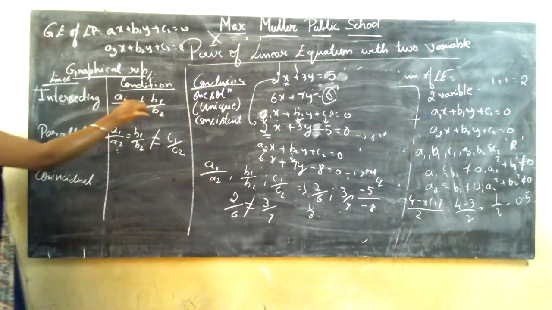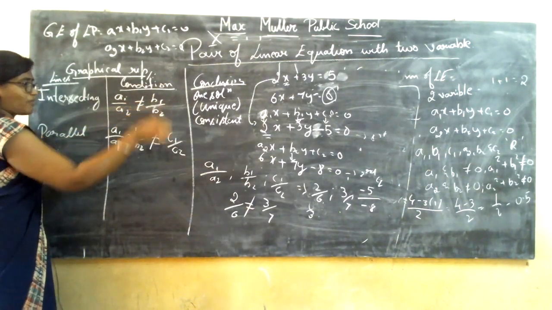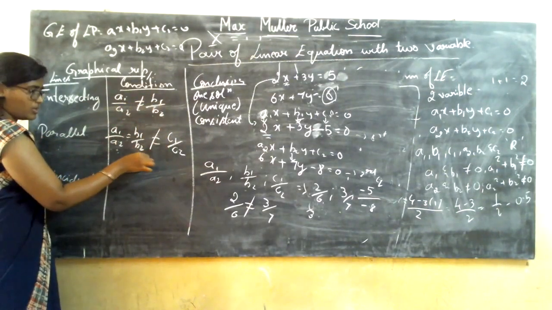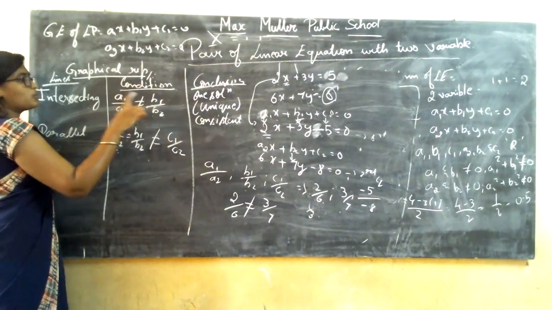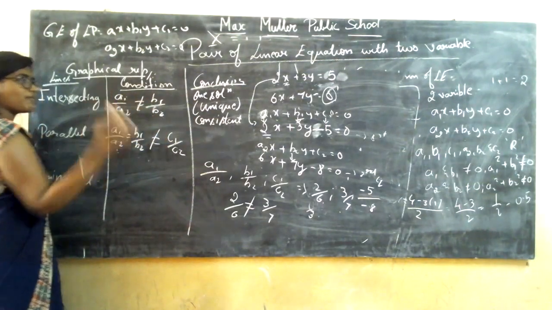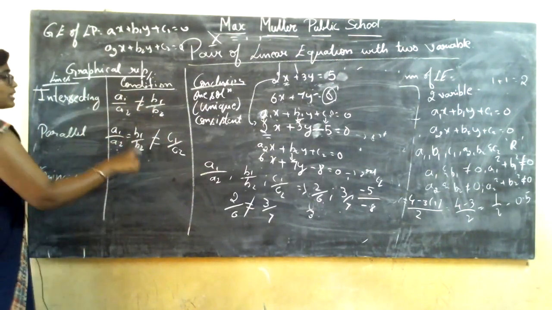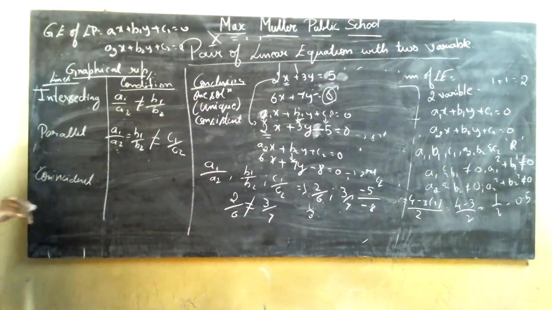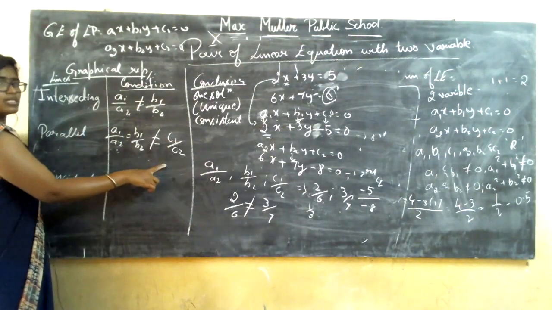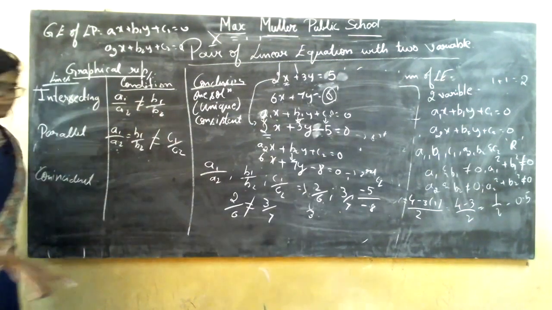Did you understand why we did not take C1 by C2 here and why we are going to take C1 by C2 here? Because A1 by A2 and B1 by B2, initially they were not being equal. Here they are equal. Then only you are going to take C1 by C2. Clear?